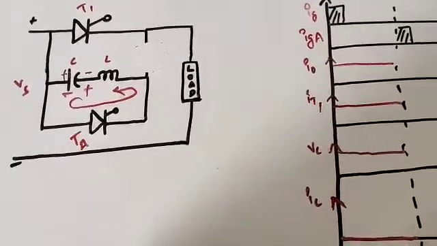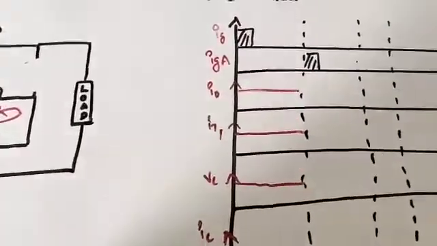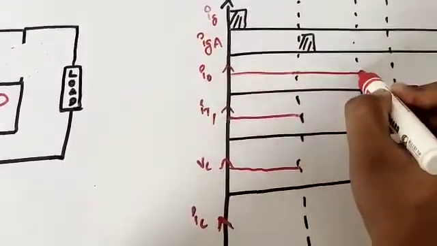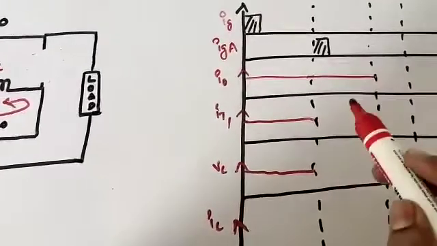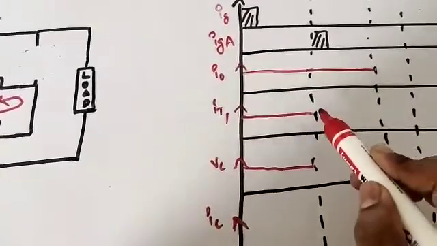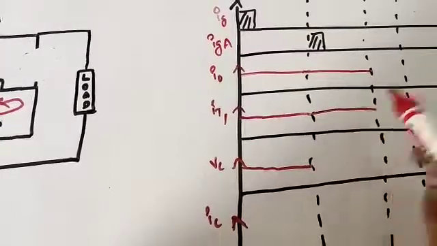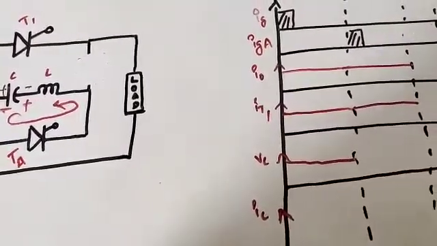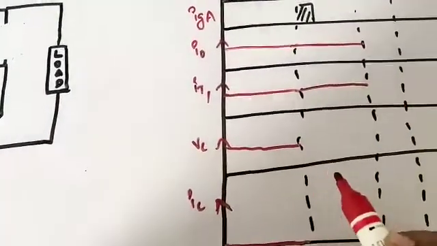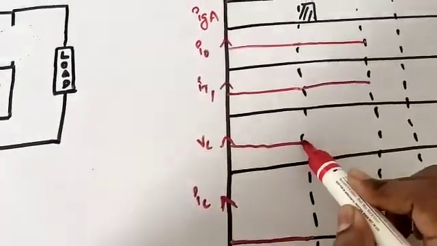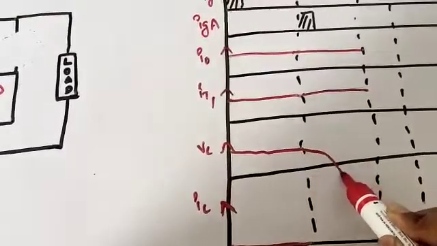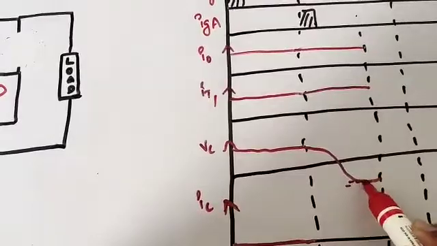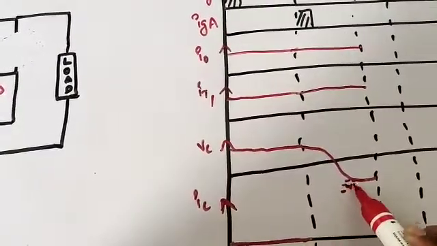At this particular position, I naught is also constant over here, and the current flowing in IT1 is the same, the reason being it is in on position. Now the capacitor voltage is going to change from positive Vs to negative Vs like this. This is the negative Vs value, negative Vs.